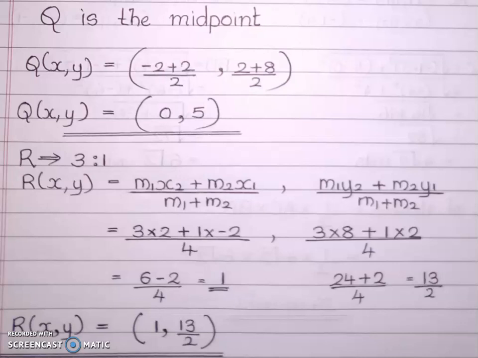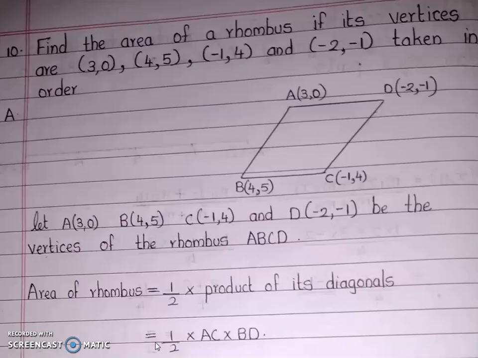Now, 10th question. Find the area of a rhombus if its vertices are (3, 0), (4, 5), (-1, 4) and (-2, -1) taken in order. For this question, you should know how to find the area of a rhombus.